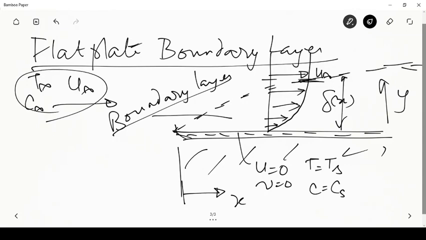Then if I want to understand the effect of the presence of the plate or the effect of the free stream on the plate in terms of momentum transfer, heat transfer, or mass transfer, then all the equations that I need to solve, the equations that I wrote down, need to be solved in this region, which is the boundary layer. Okay, so the region of my interest for understanding external flows is the region which is very close to the plate. Normally the thickness of the boundary layer, the delta of x, is of the order of a few millimeters in the case of most of the applications.